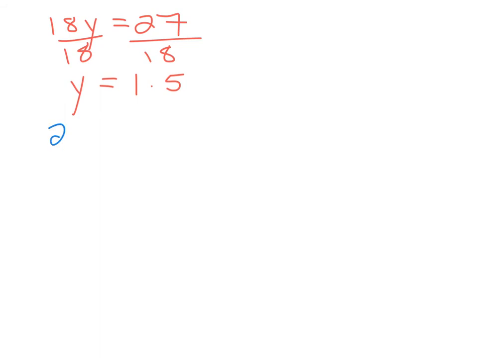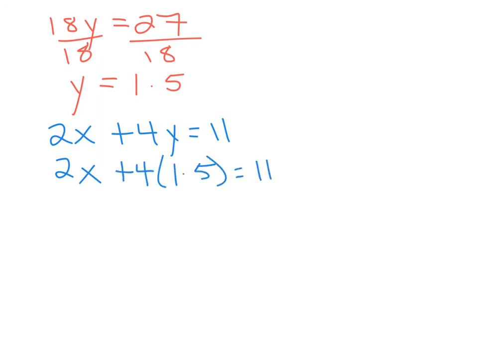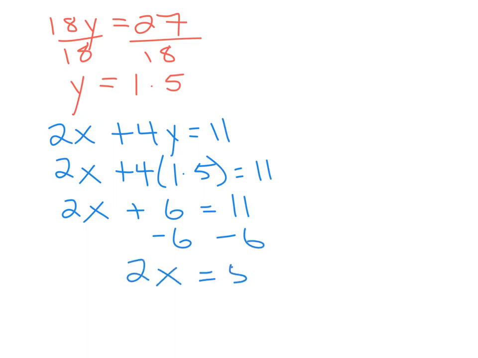So I'm going to take the second equation, 2x plus 4y equals 11. I'm going to solve that for x after I substitute 1.5 in. And now I'm solving this for x. And I get that x equals 2.5, which means each roll of streamers was $2.50.